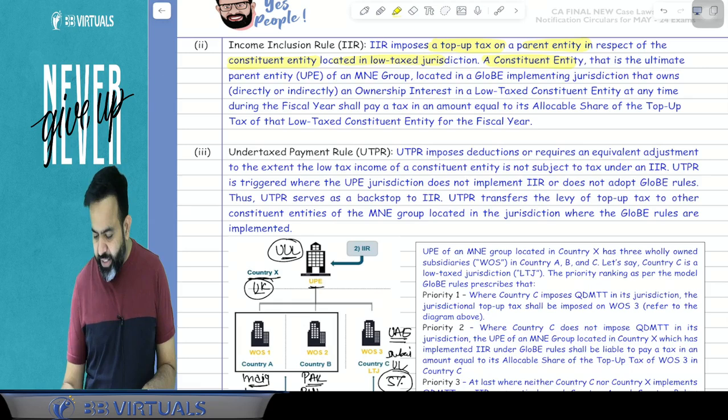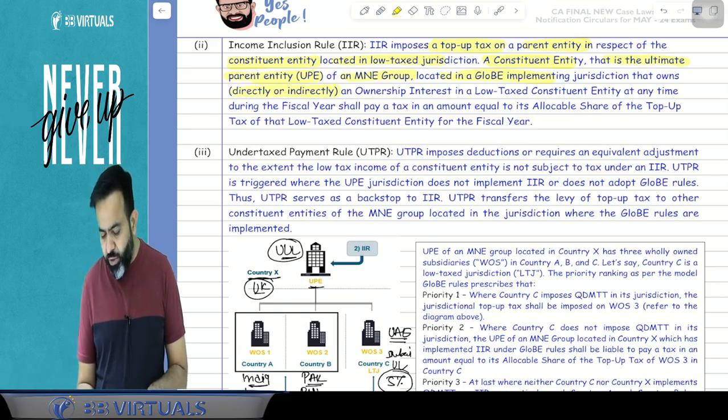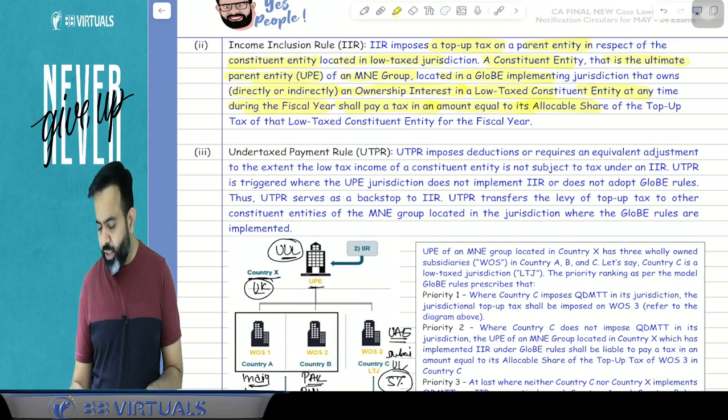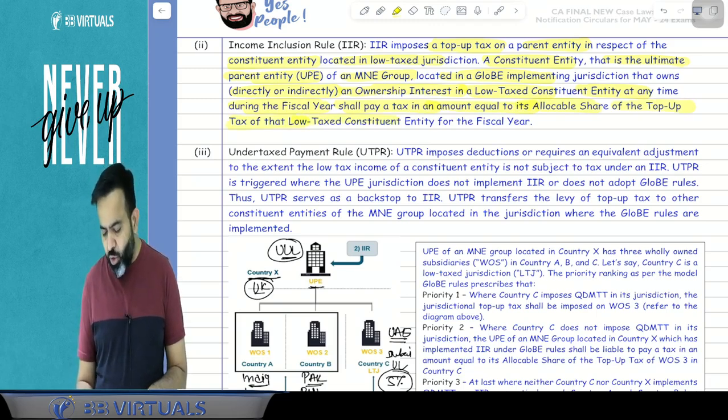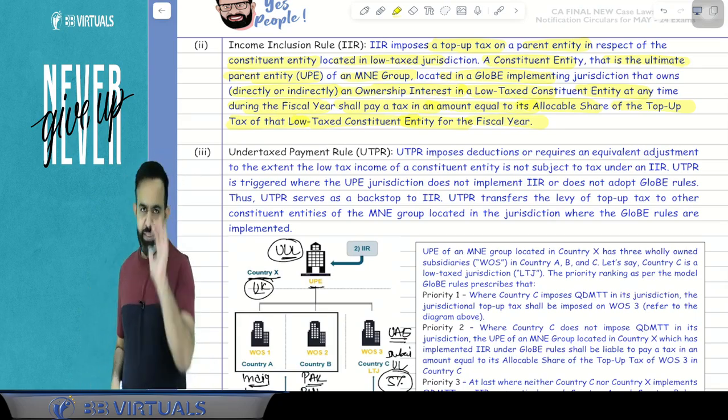A constituent entity that is the ultimate parent entity of an MNE group located in a GloBE implementing jurisdiction, that owns directly or indirectly the ownership interest in the low tax constituent entity at any time during the fiscal year, shall pay the tax in an amount equal to its allocated share of the top-up tax to that low tax jurisdiction entity for the fiscal year. So in simple words, guys, it's very simple.